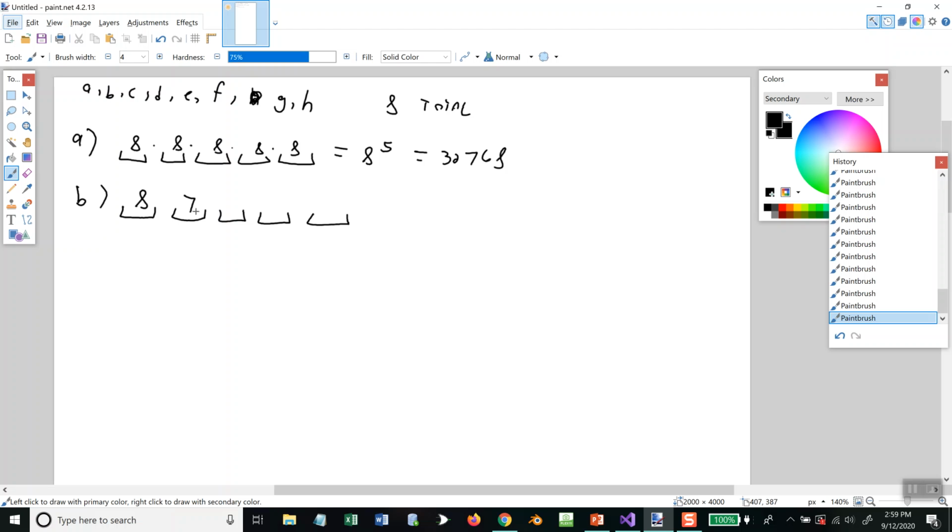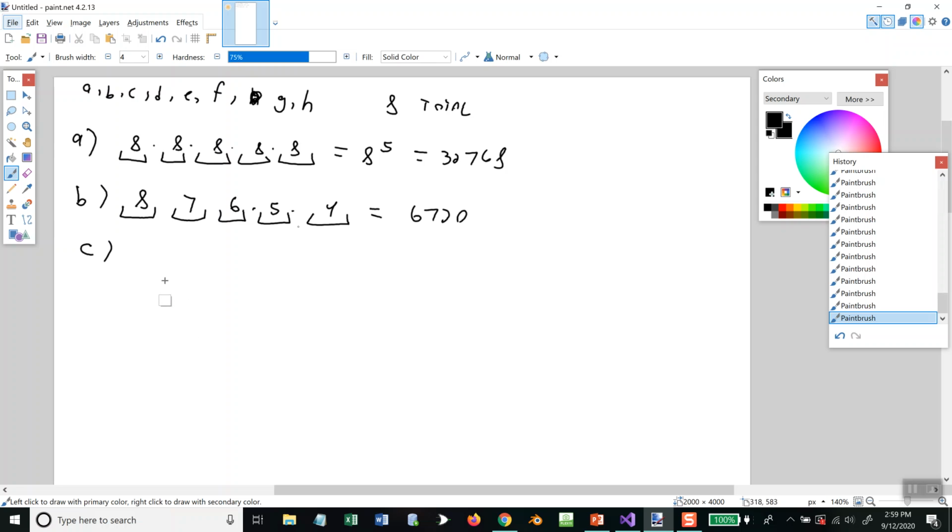Let's say I pick G to go here. Now both H and G cannot be used again, so I have 6. Same idea, and this goes down like this. So 8 times 7 times 6 times 5 times 4 gives me 6,720.